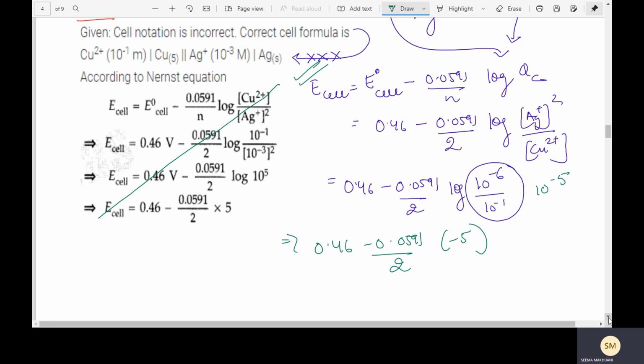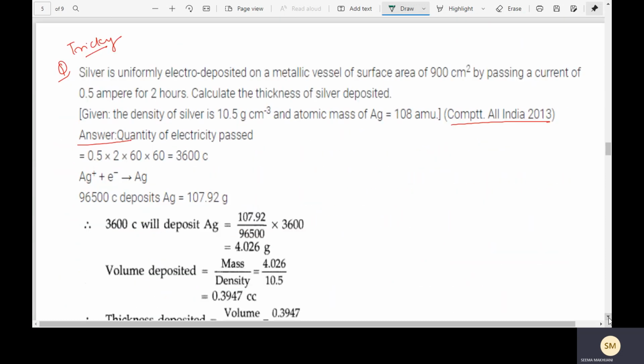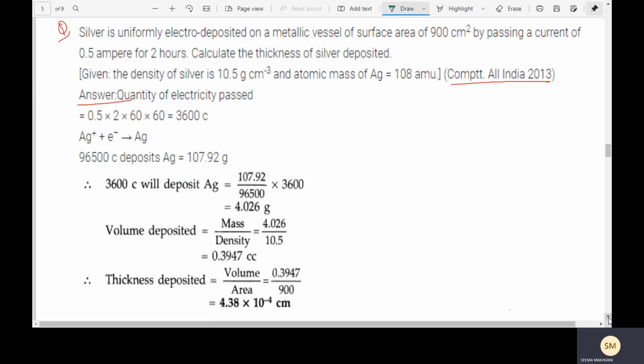The CBSE will take into account the errors of the question, but you do it the way the question was given. Coming to the next. Now this is a slightly tricky question and has been asked many times in the JEE. Please read the question. Stop your video for a minute or two and then read the question.